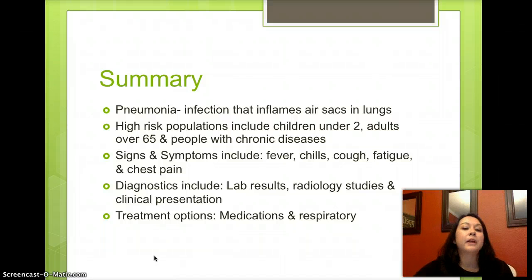So here's our summary. Pneumonia is an infection that inflames air sacs and lungs. Our high-risk populations include children under 2, adults over 65, and people with chronic diseases. Our signs and symptoms include fever, chills, cough, fatigue, and chest pain. Diagnostics include lab results, radiology studies, and clinical presentation, and treatment options, medications, and respiratory.